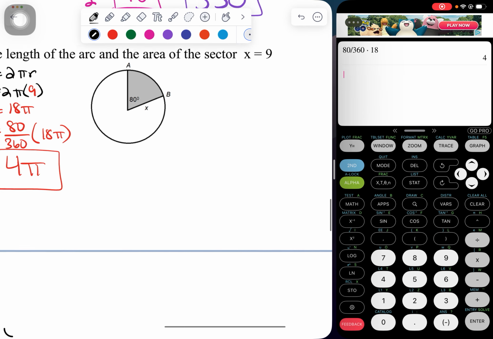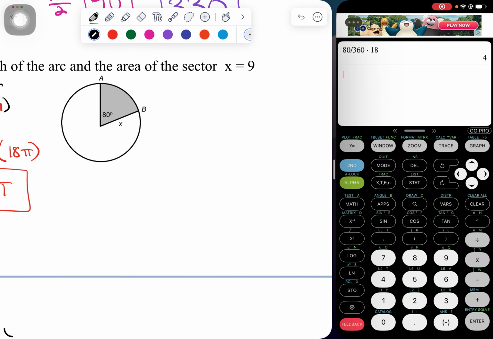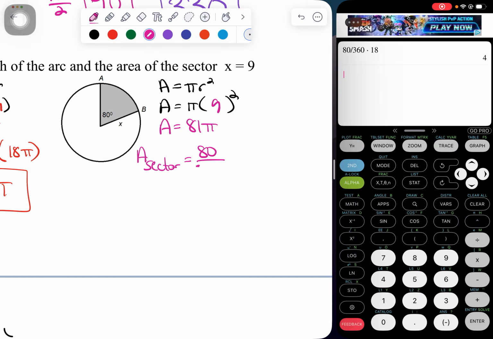And then I also want to know the area of the sector. So we're going to do something very similar. I'm going to start with, well, what's the area of the whole circle? So area equals pi r squared. So that's pi times 9. So area equals 9 squared is 81 pi. All right, great. That's the whole area of the entire circle. But our sector isn't the whole circle. Our sector, so area of sector, that's going to be 80 over 360 times 81 pi.